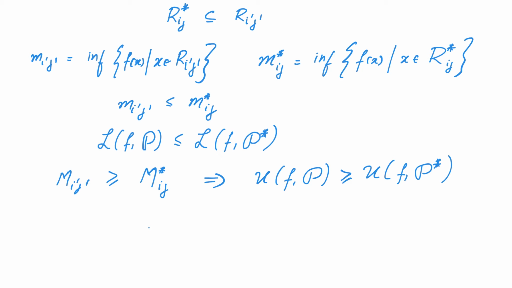But one question remains. Given two partitions, how does the lower sum of f with respect to one partition compare with the upper sum of f with respect to another partition? This is the question that we will address next. For this, we require a trick called the common refinement of two partitions. But before that, let us simplify some notations.